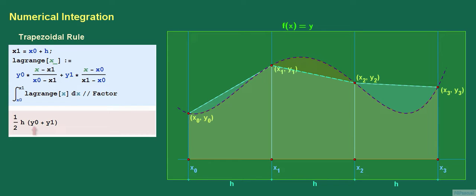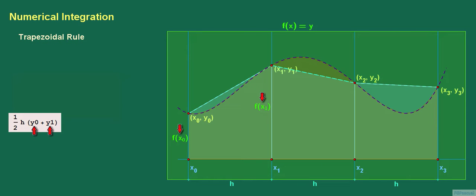In this result, y sub 0 and y sub 1 correspond to the 2 vertical heights of the first trapezoid. Of course, y sub 0 and y sub 1 are f of x sub 0 and f of x sub 1 respectively, so that we can write down the formula for the area of the first trapezoid as half of the sum of f of x sub 0 and f of x sub 1 times h.